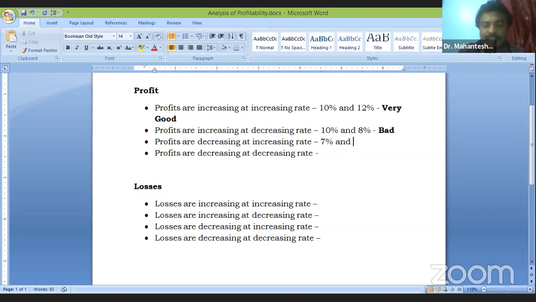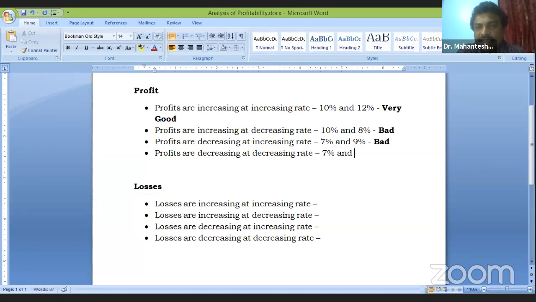But this year profits have decreased by 9%. Profits are decreasing at an increasing rate. This is not a good thing for the organization. So this is profits decreasing at an increasing rate. The next one is, last year profits decreased by 7%.